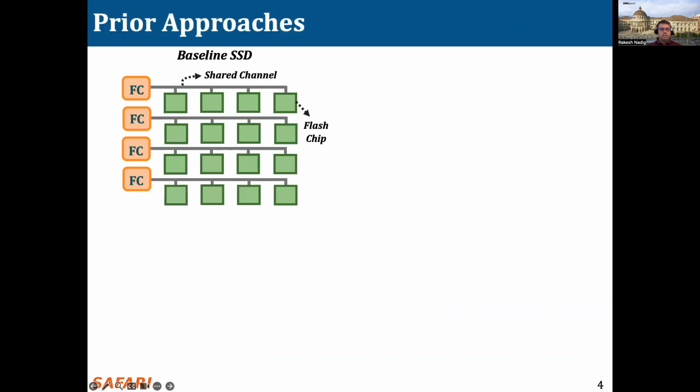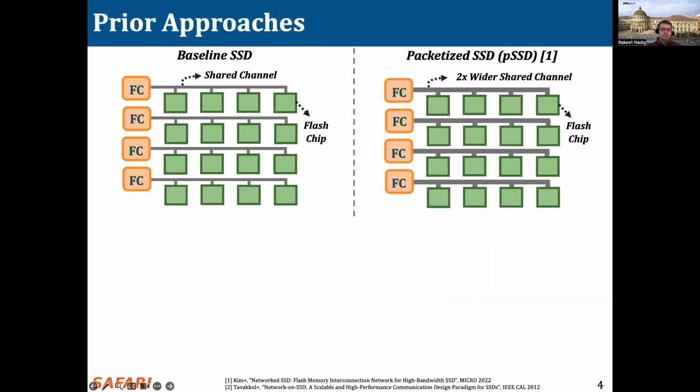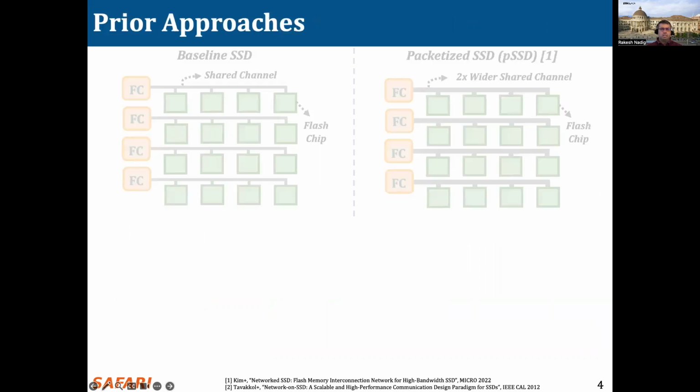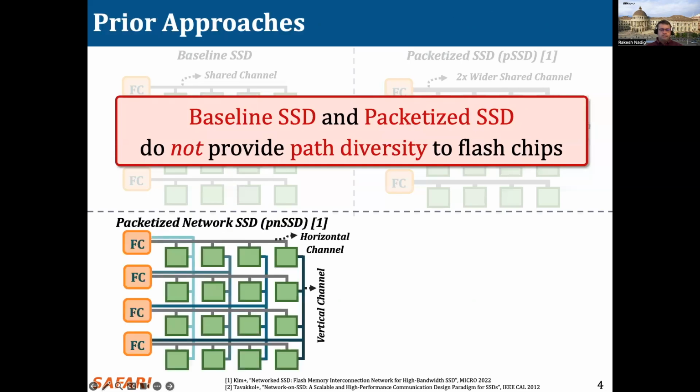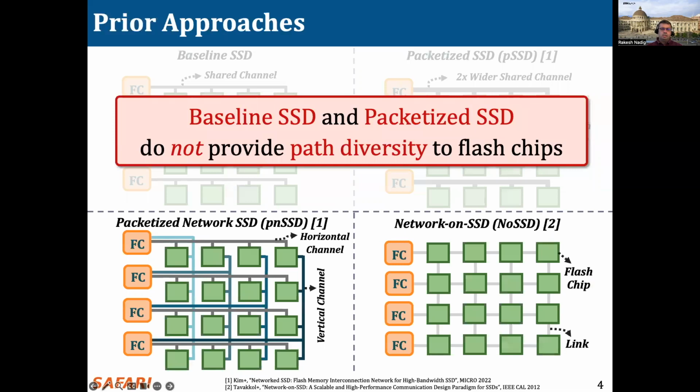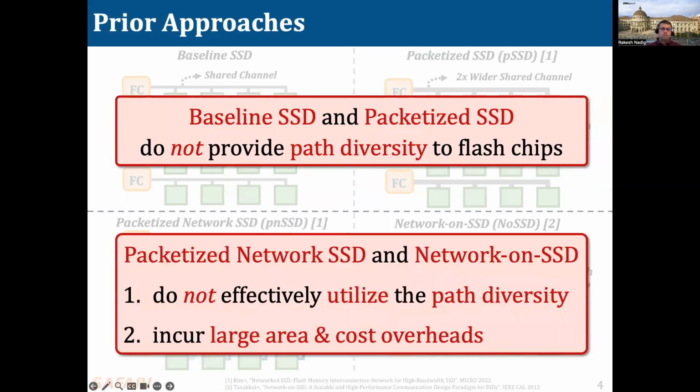We have a typical multi-channel shared bus architecture for baseline SSD. Packetized SSD increases the channel bandwidth by 2 times. These approaches do not provide path diversity for flash chips. Packetized network SSD introduces vertical channels to increase the path diversity, and network on SSD introduces an interconnection network of flash chips. These approaches do not effectively utilize the path diversity, and they incur large area and cost overheads.